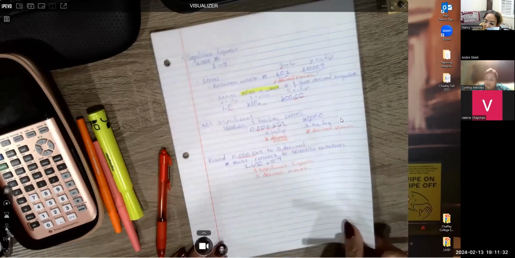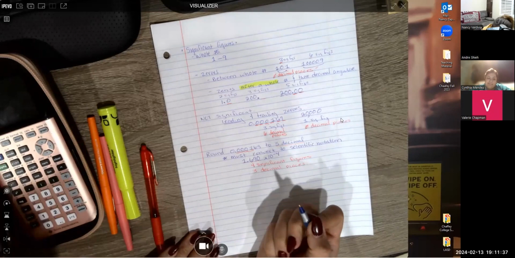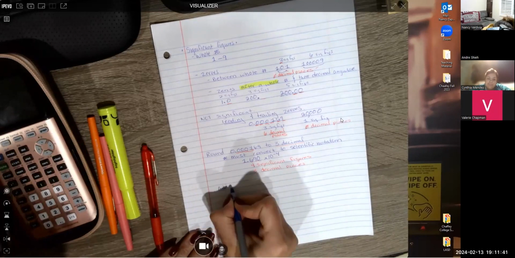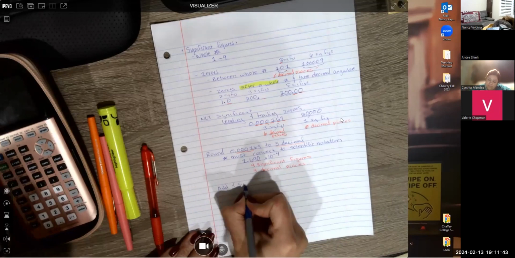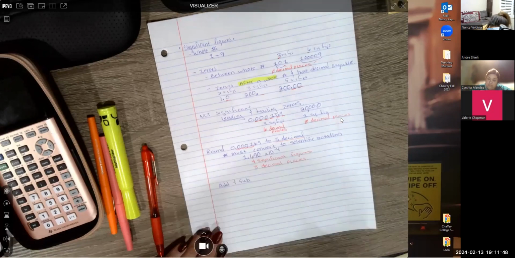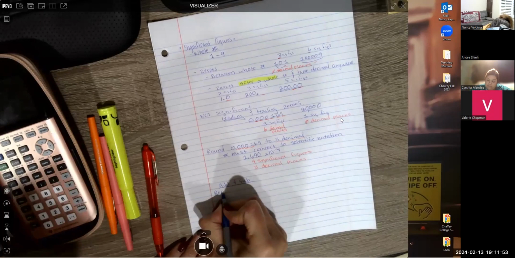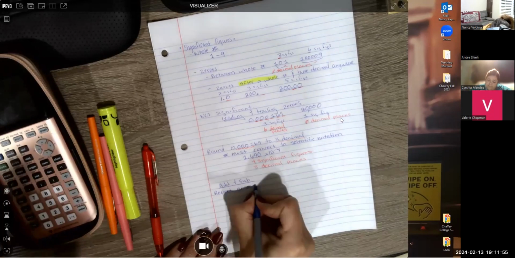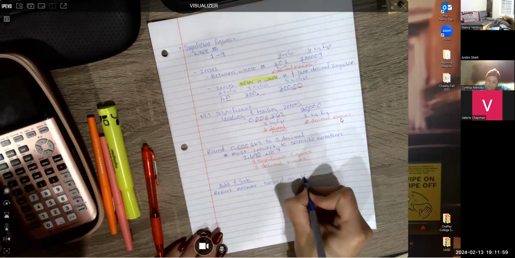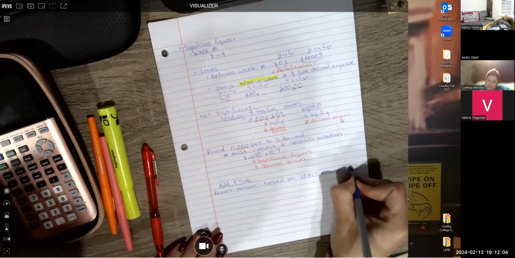So let's do a little bit of the math when it comes to reporting significant figures. We could do addition and subtraction, and then we're going to do multiplication and division because the rules are slightly different. With addition and subtraction, you report your answer based on the least amount of decimal places.